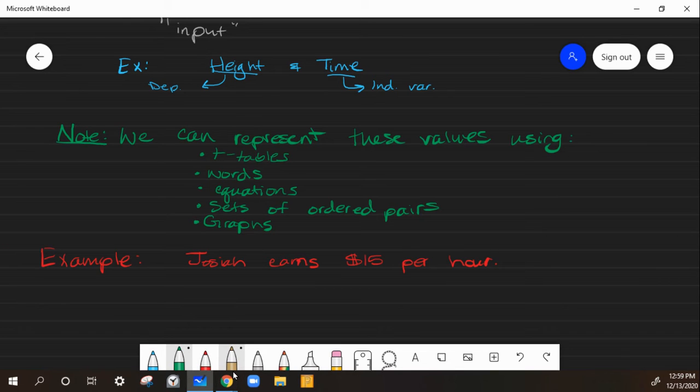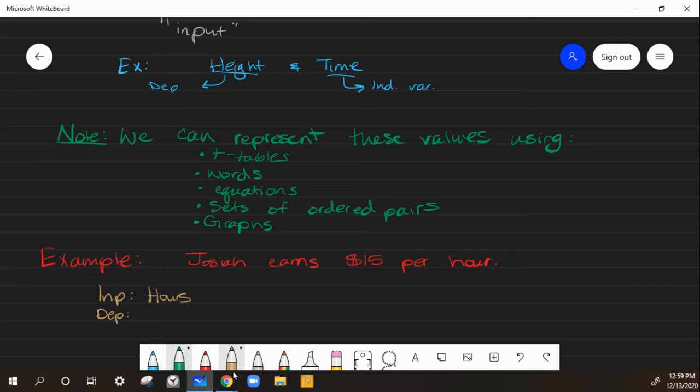Okay, so let's unpack this. This is a relationship. Would you guys agree? Money, you earn money based on how many hours you work. Those are two different variables that change. And in fact, let's unpack it even further. Let's say what the independent and dependent variables are. What's not changing? Time. So the hours.